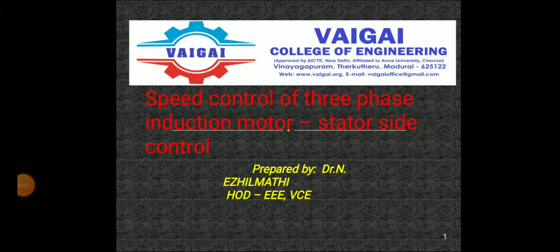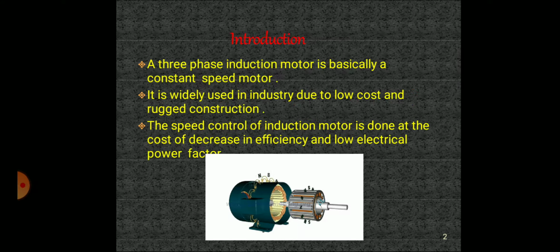Good morning, students. Today we are going to see the topic speed control of three-phase induction motor. The speed of an induction motor can be controlled by two major methods. They are stator side control and rotor side control. The first method is applicable for both squirrel cage and wound rotor motors. The second method can be used only for wound rotor motors.